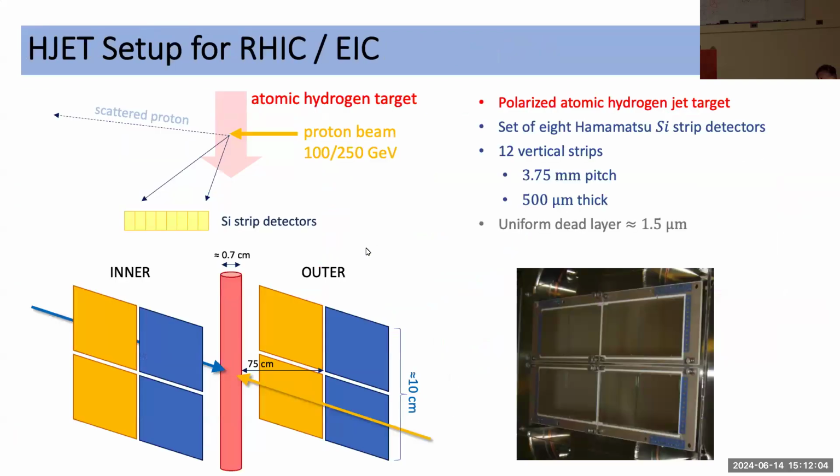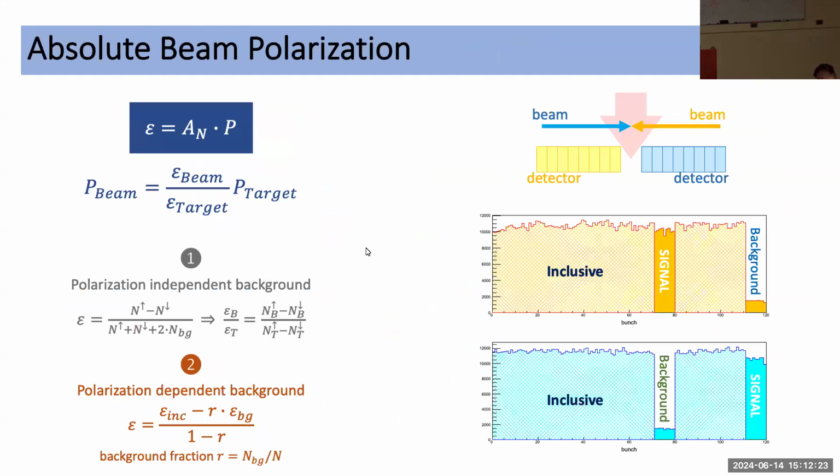Okay, this shows the detector system left, right of the atomic jet. This is the atomic jet. So you have a left and right set of detectors with about 12 vertical strips, pitch and thickness. One of these elements looks like that. And now this is the same idea that I explained already earlier. You basically measure this quantity, the asymmetry, once with the polarized beam and once with the polarized target, and that basically gives you the polarization.